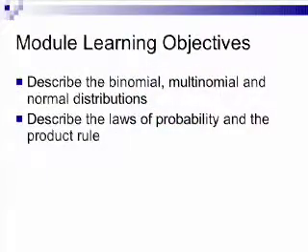Second module and addresses learning objective number 2. Describe the statistical principles that govern interpretation of genetic population data. The module learning objectives are: describe the binomial, multinomial, and normal distributions, and describe the laws of probability and the product rule. I will take you through the material using slides and also some video clips from a workshop presented for NFSTC by Dr. Greg LaBerge, Director of the Denver Police Department Crime Laboratory.